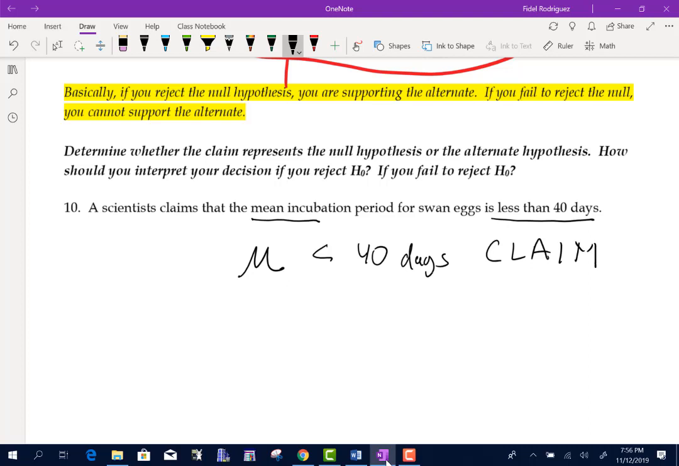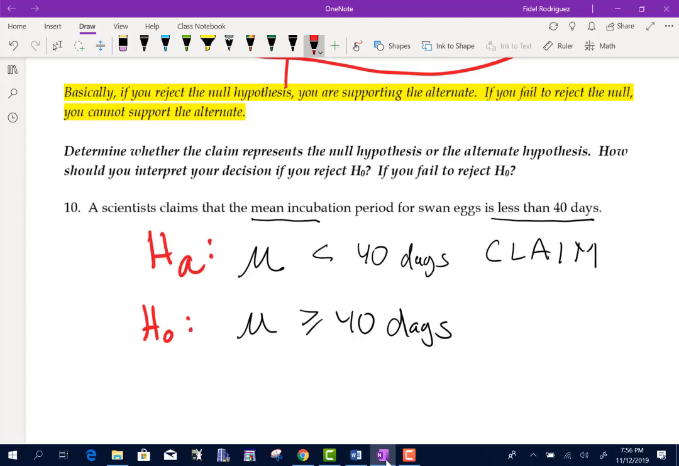Okay. So guys, what is the complement of saying something is less than 40? More than or equal to 40 days, right? Okay. All right, so we got that part right there. Now, next question, guys. Which is my null hypothesis? Which is my H0? The bottom one, right? So this is my H0, and this is my HA.